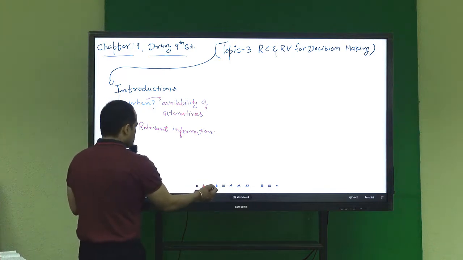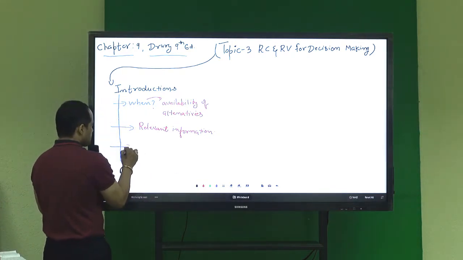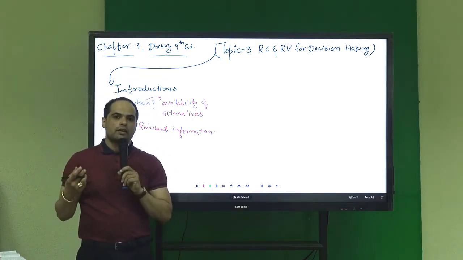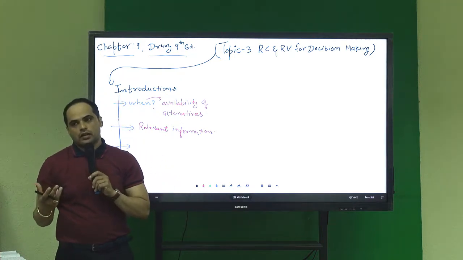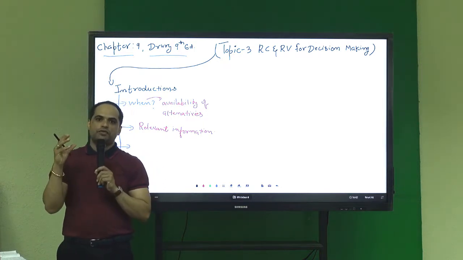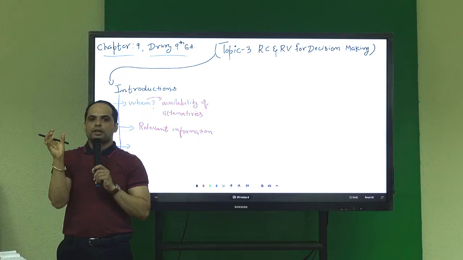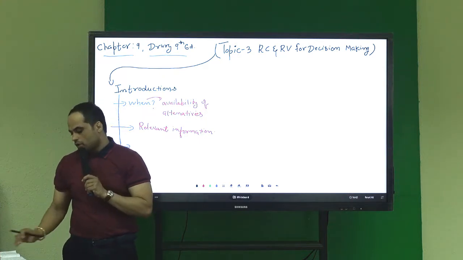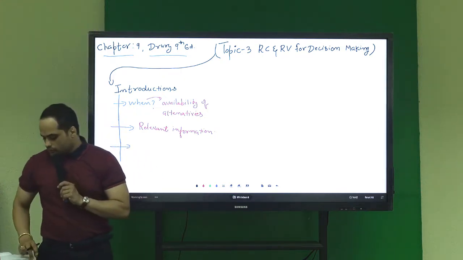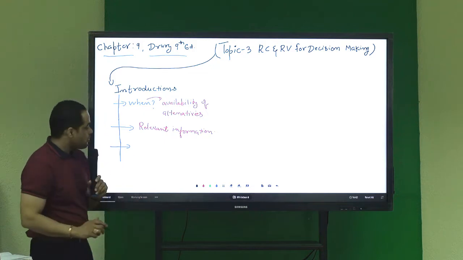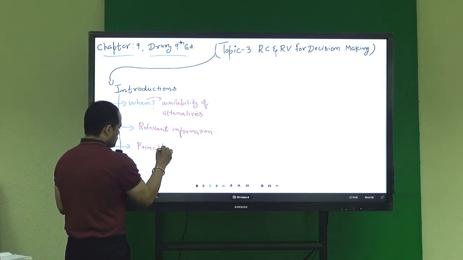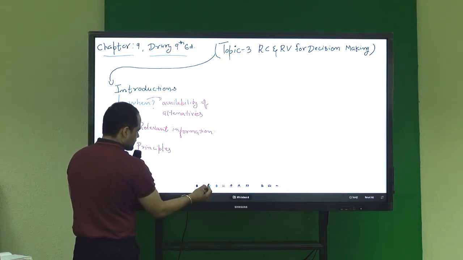Now we move on to the next, which is the principles of relevant information. When we're going to make decisions, we have to focus on 3 different principles. So we have 3 principles.